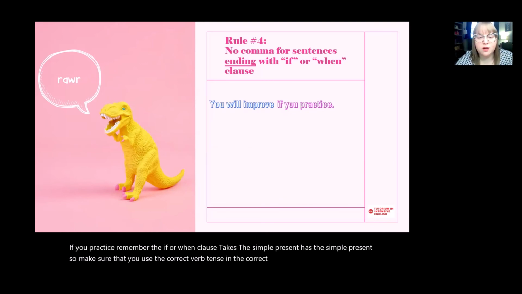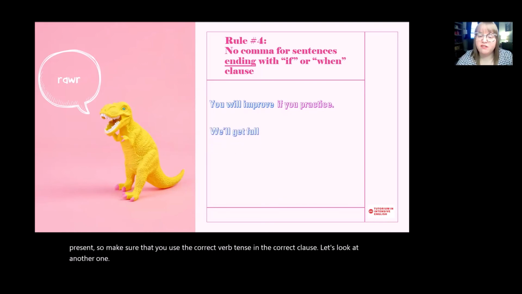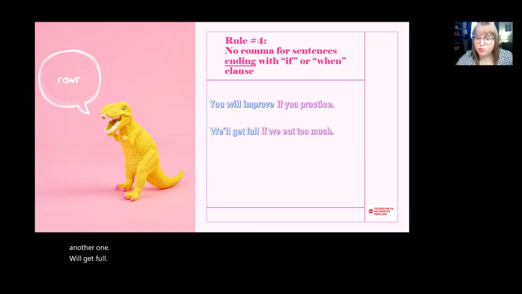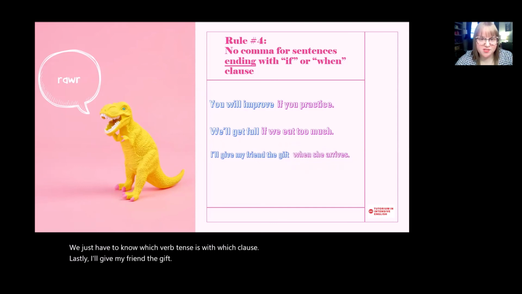So make sure that you use the correct verb tense in the correct clause. Let's look at another one. We'll get full if we eat too much. Now the simple present is at the end of the sentence. That's okay. We just have to know which verb tense is with which clause. Lastly, I'll give my friend the gift when she arrives.